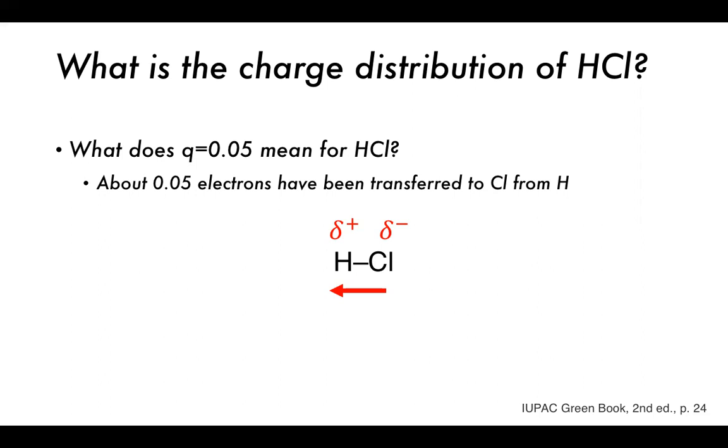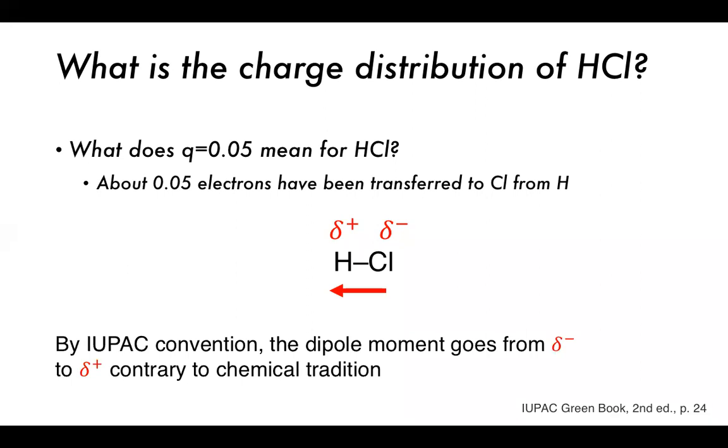And the dipole moment then points in that direction of the arrow, which is the standard IUPAC definition. It's kind of a definition more used in physics. In chemistry, we often draw the arrow the other way, going from the positive end to the negative end. So by IUPAC convention, the dipole moment goes from negative to positive, contrary to chemical tradition. Chemical tradition typically would draw the dipole moment for this bond HCl like so. Typically, we draw the arrow like this with a little cross on the positive side.